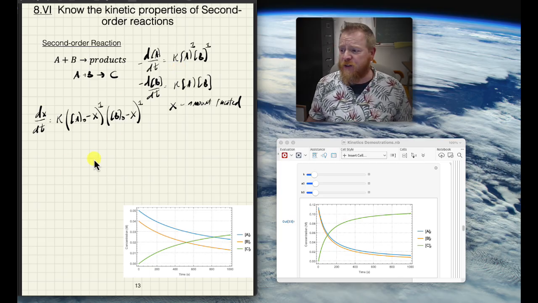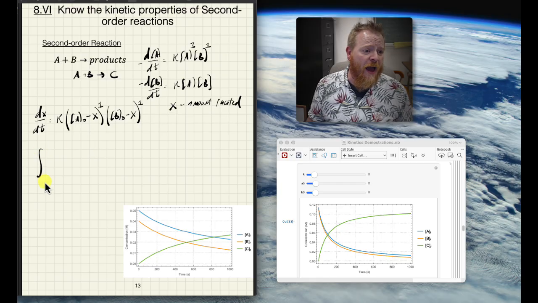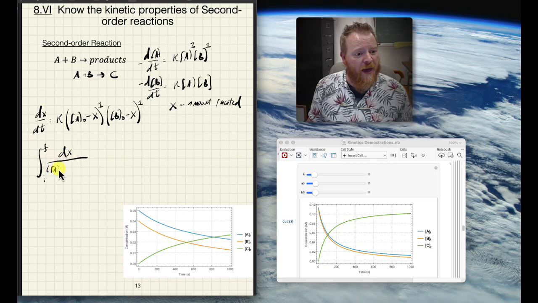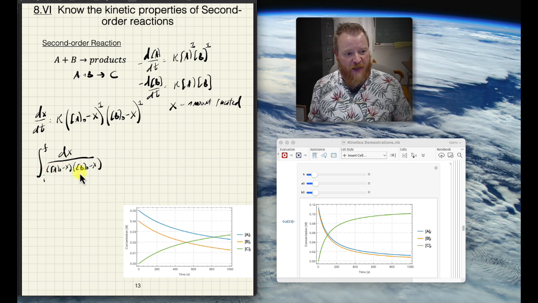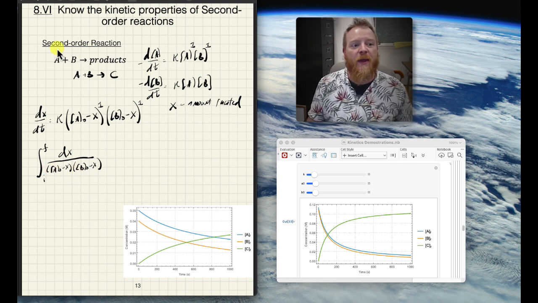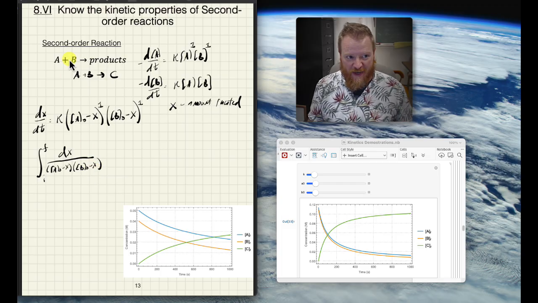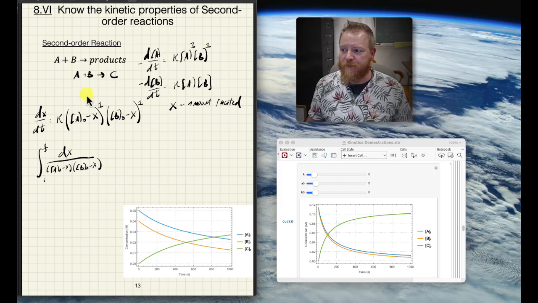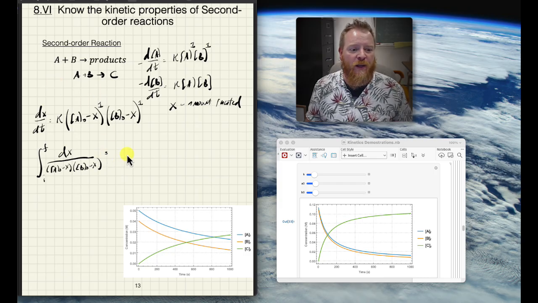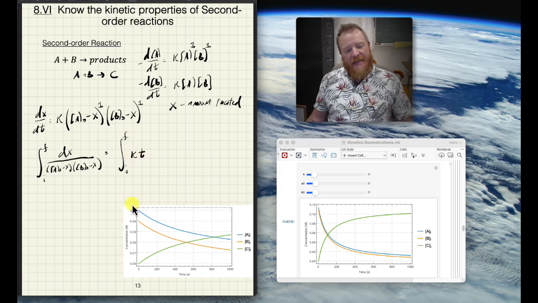So now collecting like terms and going through that game, we have some integral from an initial to a final condition, and that's going to be dx over the following. So that will be the A initial minus X times the B initial minus X. And I can integrate this because A initial and B initial are both constants, and we can relate the amount that they react stoichiometrically by that quantity X. It's negative X for both A and B. And then, of course, that all equals the integral from some initial to final of K dt.